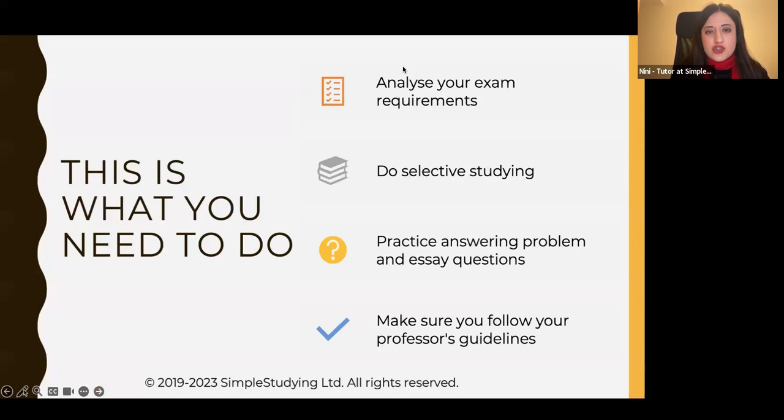And finally, you should follow your professor's guidelines. On the lecture, they give you a list of cases that you should be revising, and make sure that you know these cases that they give you on the lectures.